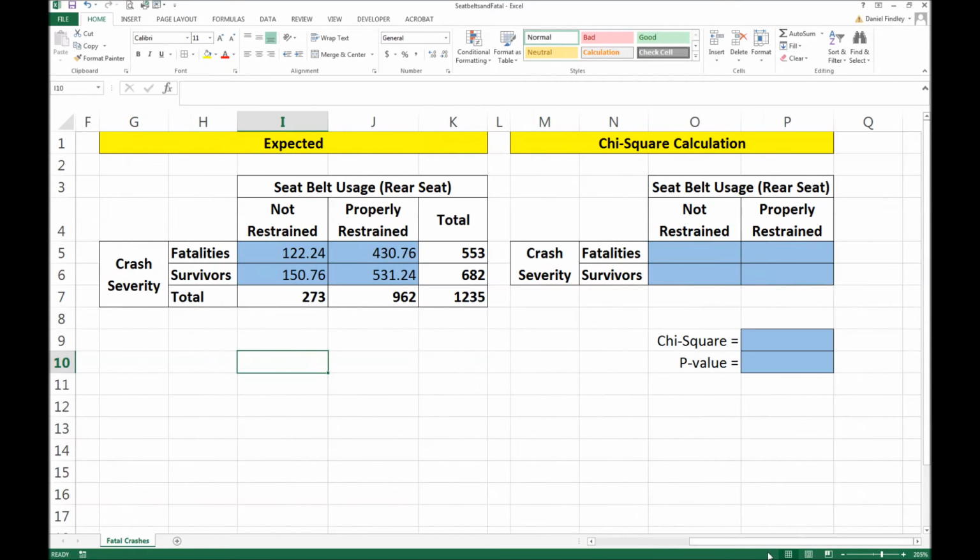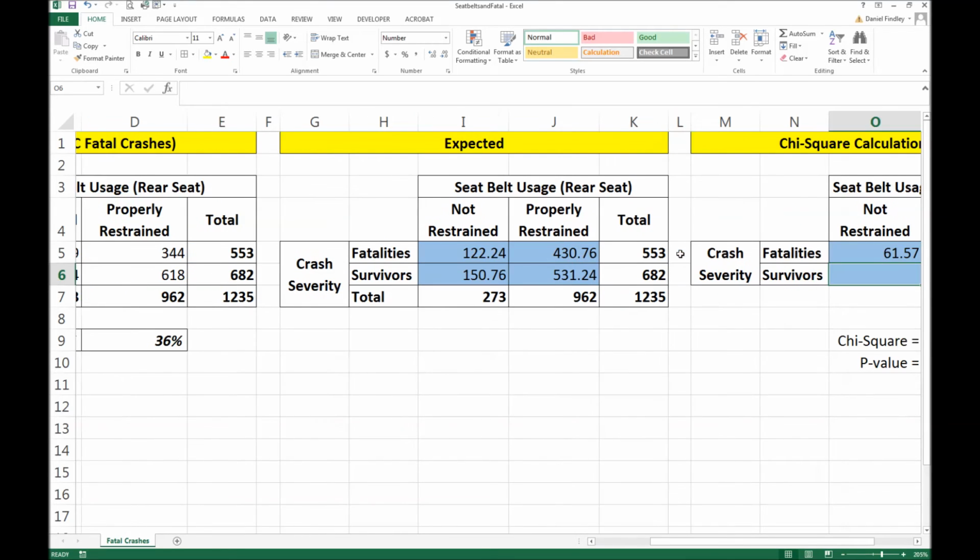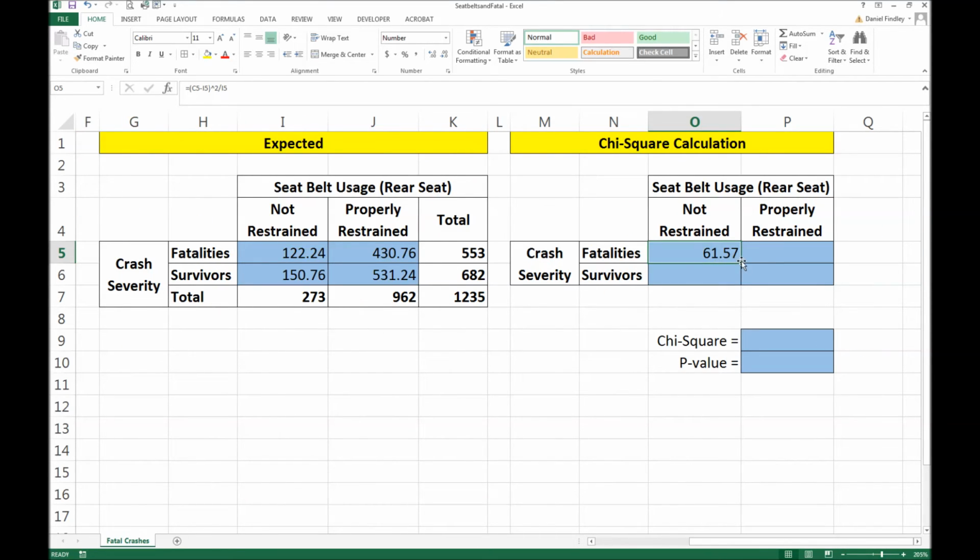Now we can generate our chi-square statistics for the individual cells and then for the overall test. For an individual cell, we're looking at the difference between our observed counts and our expected counts. We're going to square that difference and then divide by our expected counts. We're going to get fairly large chi-square values for each of these cells, representing that our expectations were much different than our observed values.